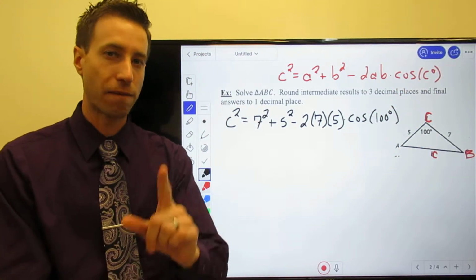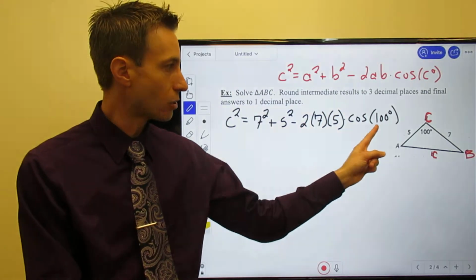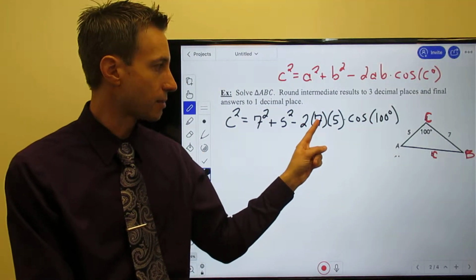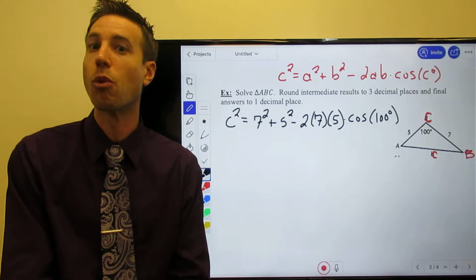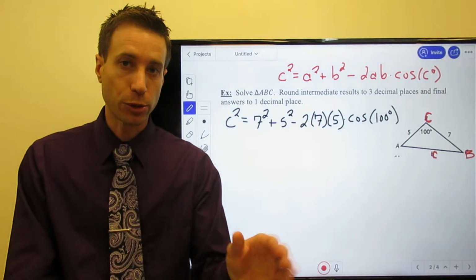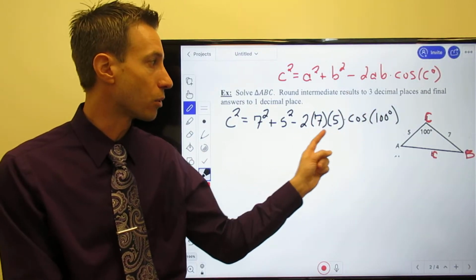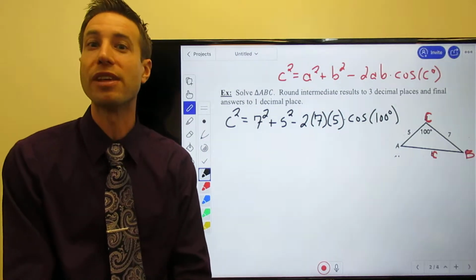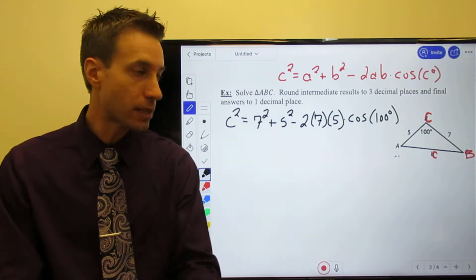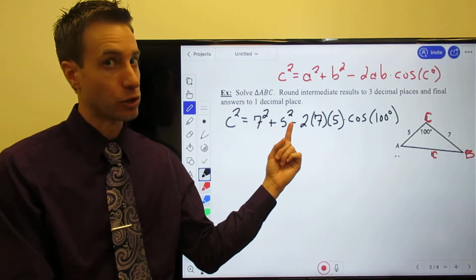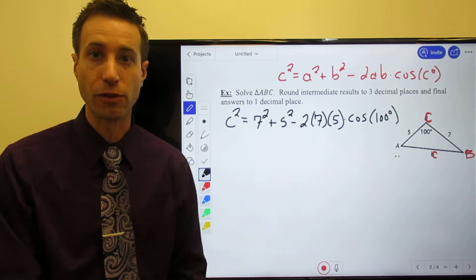Couple of quick things here. First, this is all multiplication. 2 times 7 times 5 times cosine of 100. Order of multiplication does not matter. You can multiply these guys in any order that you want to. What you want to make sure of, though, this is a minus sign. So please be very, very careful of your signs.